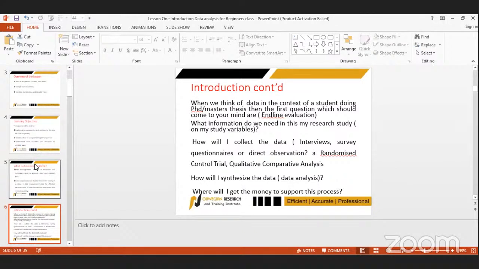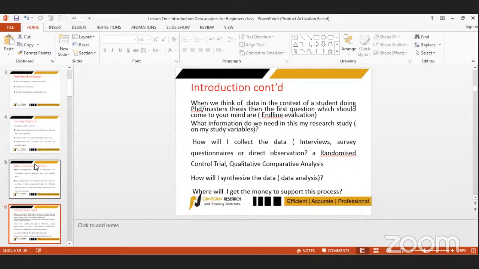How will I collect the data? Will it be through interview, or will it be through survey questionnaires or direct observation? Or will I adopt a randomized controlled trial? Or will I adopt qualitative comparative analysis? Now, these are techniques that require an expert to be involved in collecting data meant for doing an evaluation.